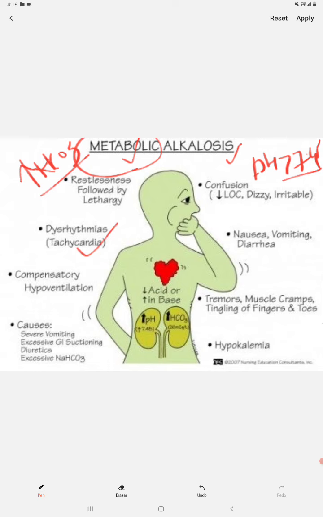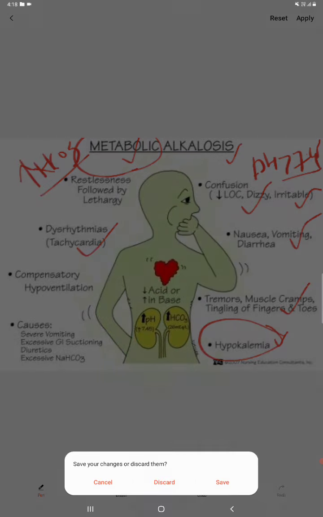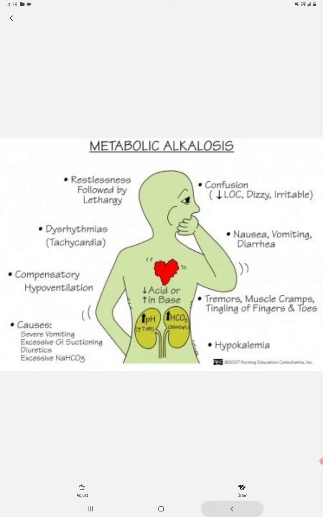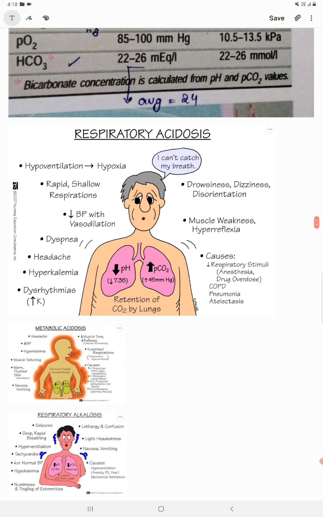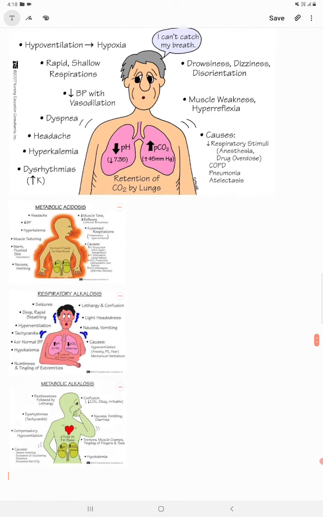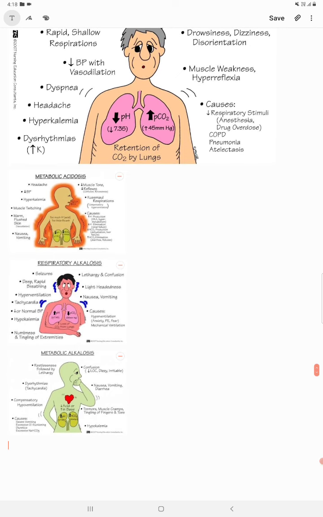Okay, we have dysrhythmias again, and confusion may be experienced by the patient. Decreased LOC, and what does that mean? It means loss of consciousness can be decreased. Also dizziness, irritability, nausea, vomiting, tremors, muscle cramps, and hypokalemia. So remember, in metabolic alkalosis we are seeing hypokalemia. We already saw that in respiratory acidosis and metabolic acidosis we saw hyperkalemia, and in respiratory alkalosis we saw hypokalemia, and in metabolic alkalosis we saw hypokalemia.